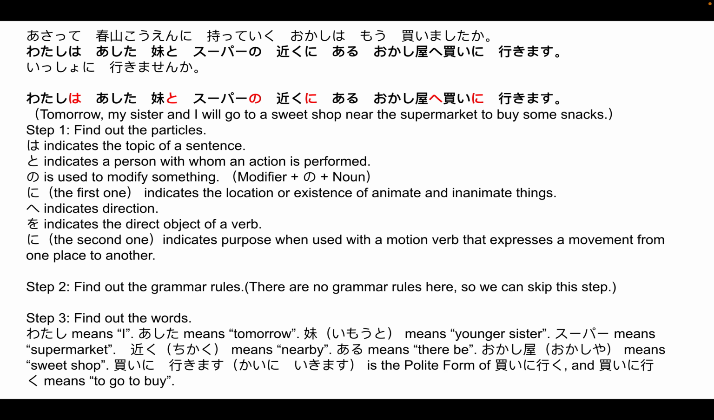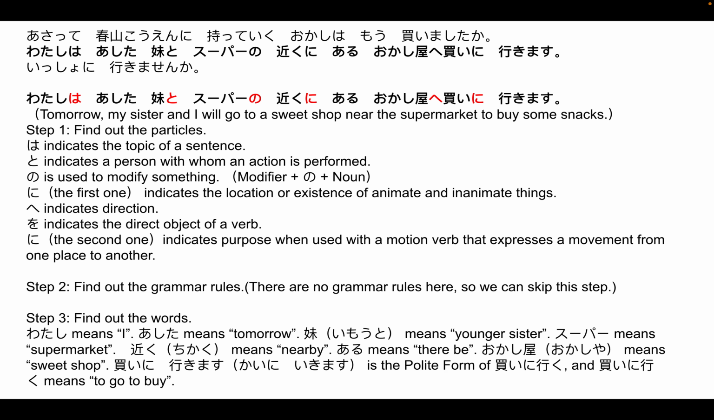私は明日妹とスーパーの近くにあるお菓子屋へ買いに行きます。Wa indicates the topic of a sentence. To indicates a person with whom an action is performed. No is used to modify something. The first ni indicates the location or existence of animate and inanimate things. He indicates direction. Wo indicates the direct object of a verb. The second ni indicates purpose when used with a motion verb that expresses movement from one place to another. There are no grammar rules here, so we can skip step 2.